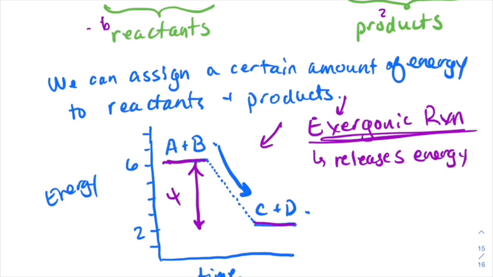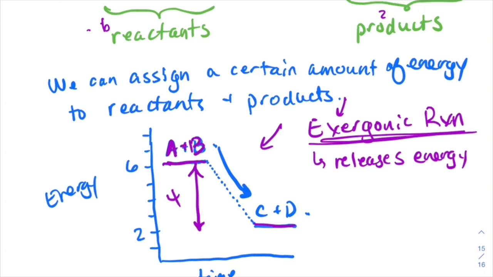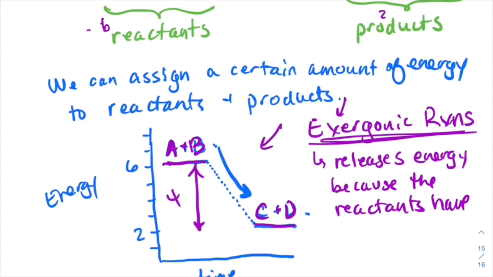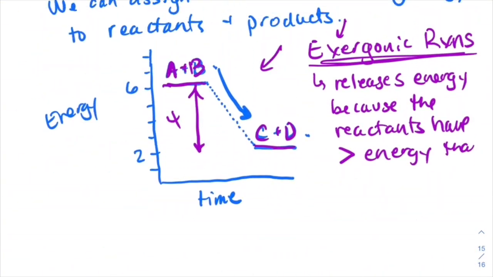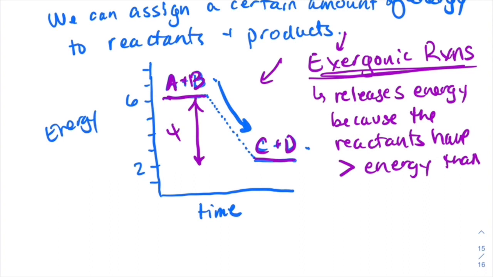And they release energy because A and B, the reactants, have more energy than C and D, the products. So let's add a little more to this. Exergonic reactions release energy because the reactants have more energy than the products.